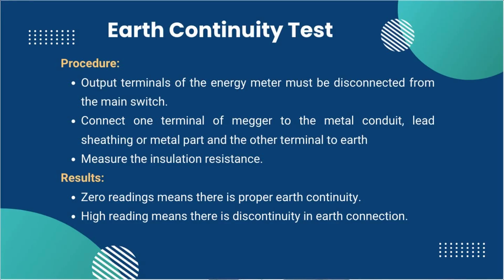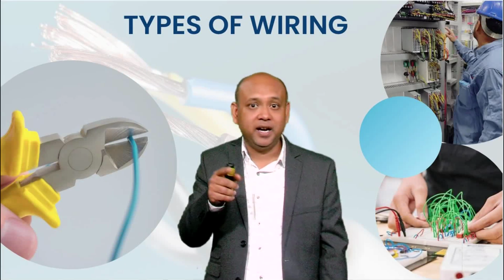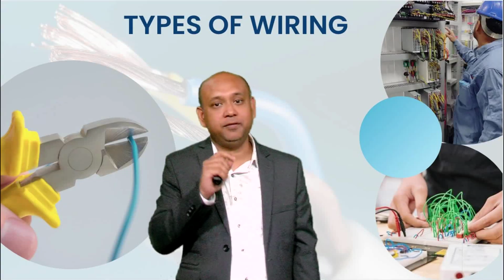Now, operate the megger and measure the insulation resistance. If the reading is 0, it indicates proper earth continuity, meaning the connection is intact. However, if the reading is high, it suggests a discontinuity in the earth connection. This needs to be checked and corrected to ensure electrical safety.